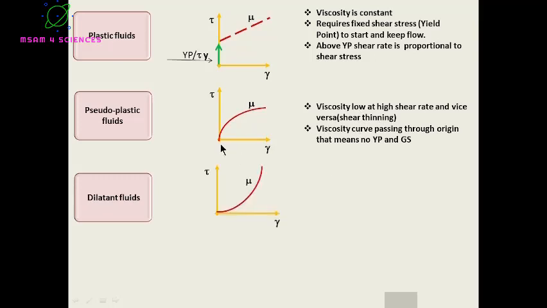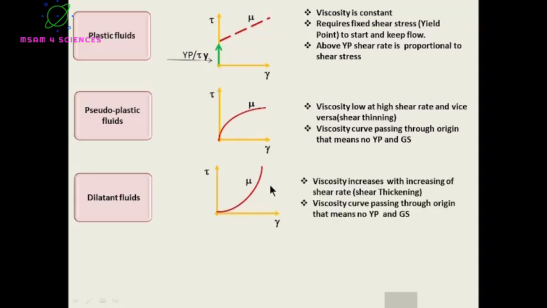The third type, dilatant, is the same as pseudoplastic, but the difference is in the property type. We can see viscosity is not constant, it is changing. It started from 0, there is no shear stress, there is no yield point, but here it is the opposite. If the shear rate increases, the viscosity will increase, and this property is called shear thickening.